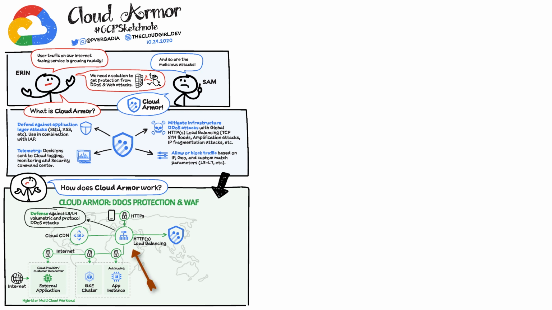balancing. The load balancing defends against layer 3 and layer 4 volumetric and protocol DDoS attacks, and Cloud Armor protects against layer 3 to layer 7 application level attacks, along with allowing and denying specific IPs and geographies. Since it supports hybrid and multi-cloud deployments, the backend can even be an application in your own data center.